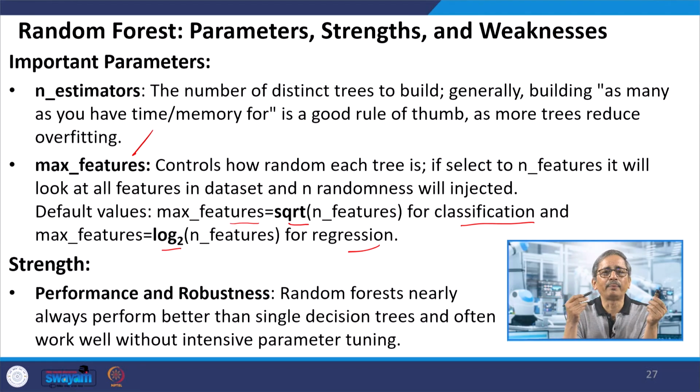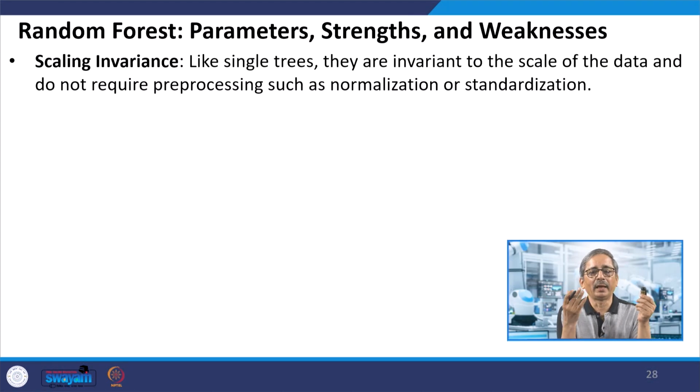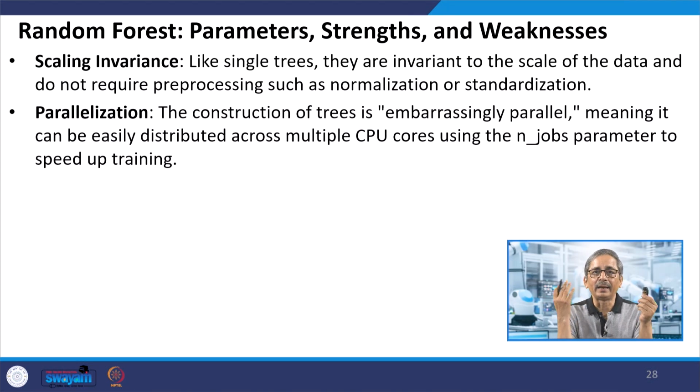The strength is the performance and robustness. You see the random forest nearly always performs better than a single decision tree, and often works well without intensive parameter tuning. Then there is scaling invariance: like a single tree, they are invariant to the scale of the data and do not require pre-processing such as normalization or standardization. Then parallelization is there. The construction of trees is embarrassingly parallel, meaning it can be easily distributed across multiple CPU cores.